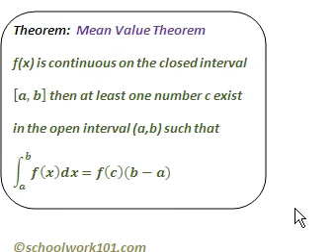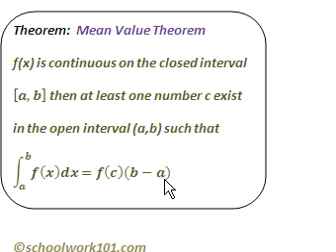Alright, we're going to be talking about the mean value theorem for definite integrals. And so I've got the theorem stated here as the mean value theorem. We've got f of x is continuous, which is really important, this thing about being continuous in a lot of our theorems, on the closed interval [a, b]. Then there's at least one number c that exists in the open interval (a, b) such that the integral from a to b of f of x dx is equal to f of c times (b minus a).